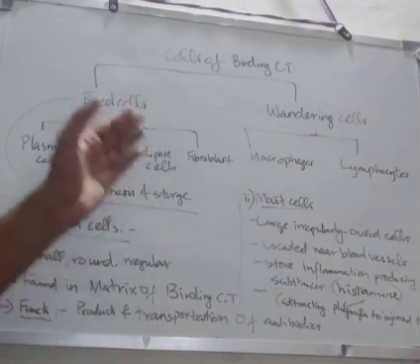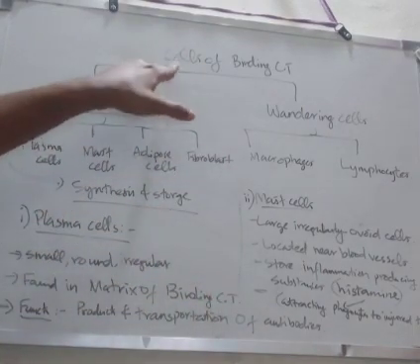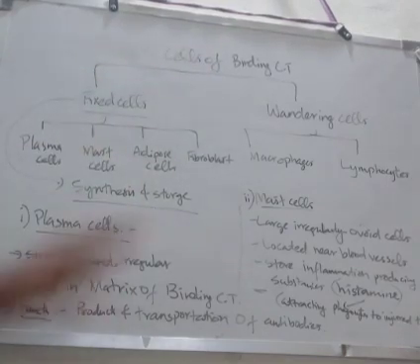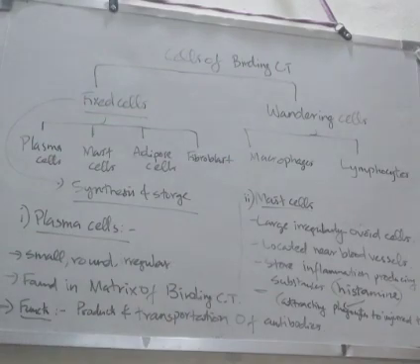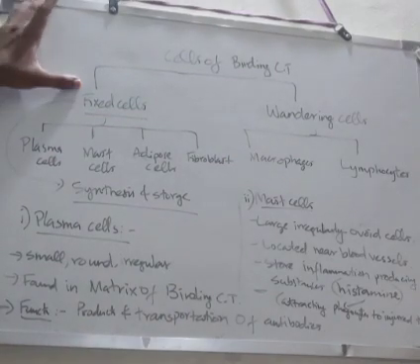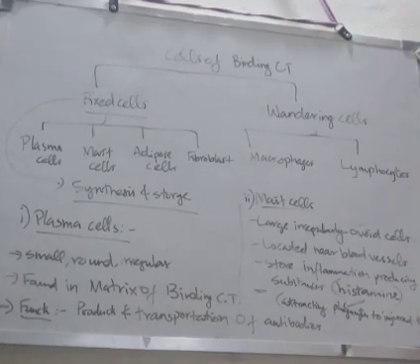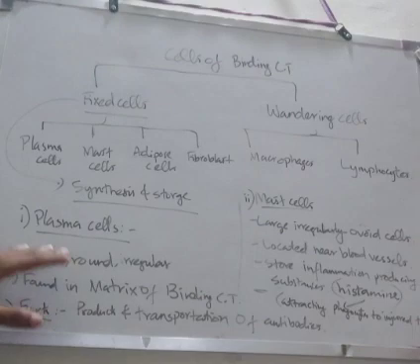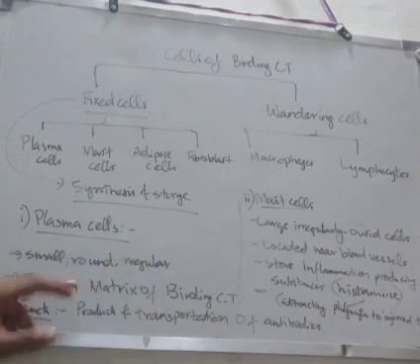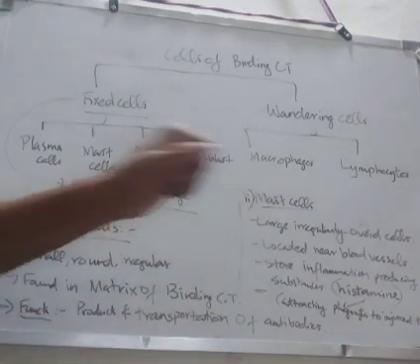I hope you can see the board completely. Here I write cells of binding connective tissue, and there are two types of cells, fixed cells and wandering cells, and we can classify the fixed cells into plasma cells, mast cells, adipose cells and fibroblasts. And we explained plasma cells. Plasma cells are small, round, irregular and found in the matrix of binding connective tissue, and their function is production and transportation of antibodies.